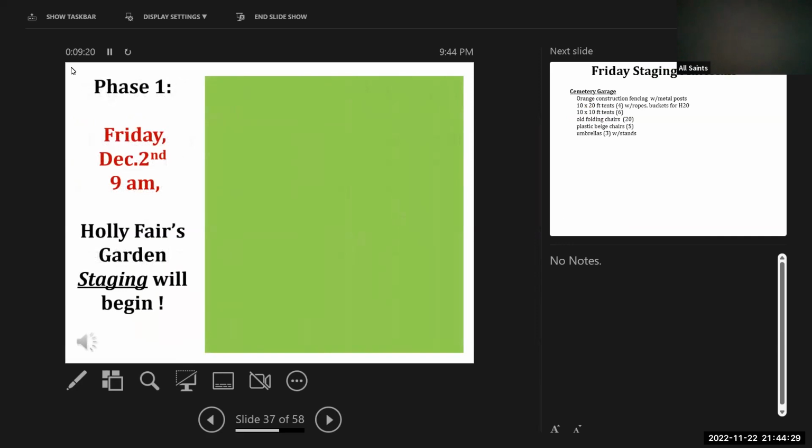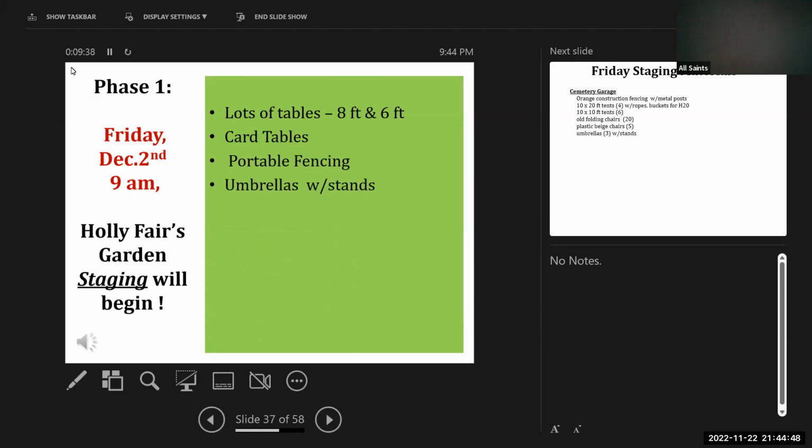December 2nd, these are the things that have to go out. We have 20 tables. Some stay in here, but half of them go outside. Card tables might go outside. Portable fencing. We have some stuff that's over in the cemetery garage, and there's portable fencing that we put up. Nothing serious. It's that orange stuff they put up around construction sites. We have some umbrellas and stands. We're going to be putting up 10x10 tents and 10x20 tents. That's what takes the most time.